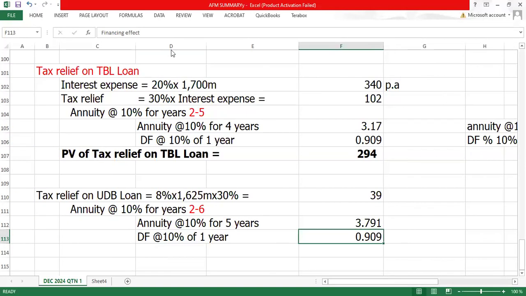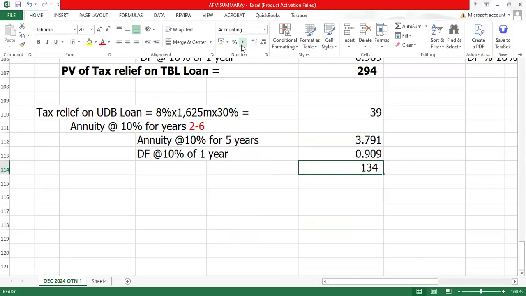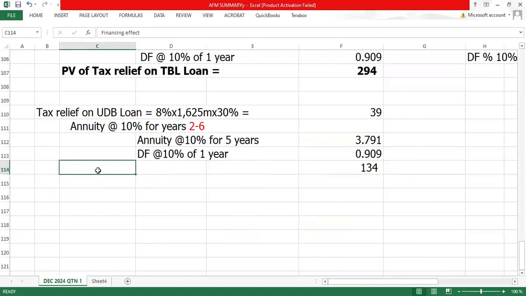We had it from the table, 3.7. So when you multiply, what do you get? This times this times this. That's what I get. This will be my PV of tax relief on the UDB loan. I'm done. You see, is it hard?